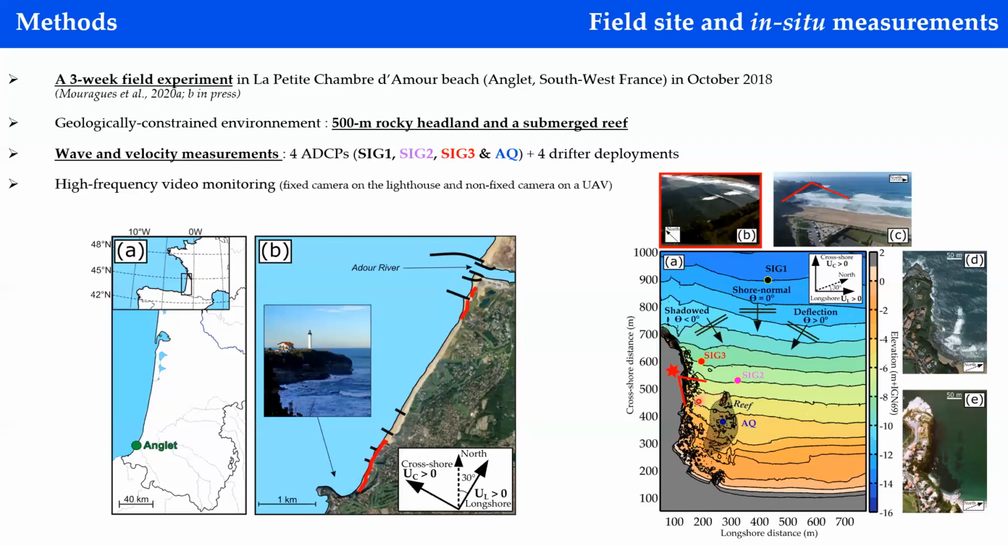To measure waves and velocity, we deployed four ADCPs, whose locations are shown with the colored points here. Also, we deployed four drifters that allowed us to measure Lagrangian surface velocities. And we also had one fixed and one non-fixed camera that allowed us to monitor the wave-induced circulations within the area of interest, but these are out of the scope of the presentation.